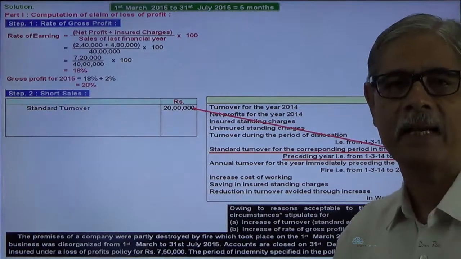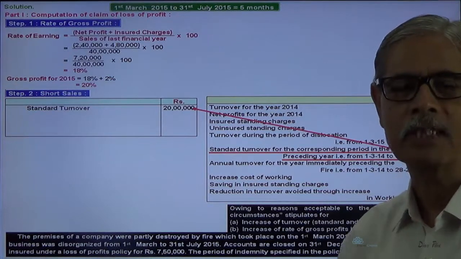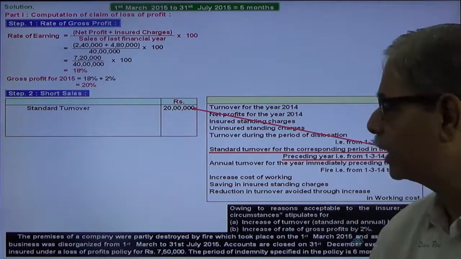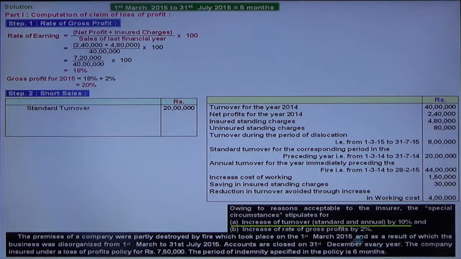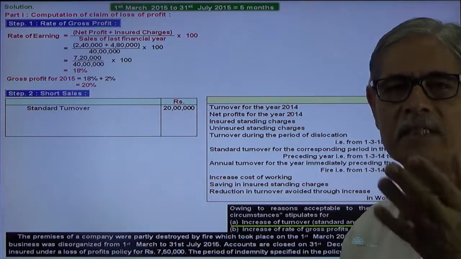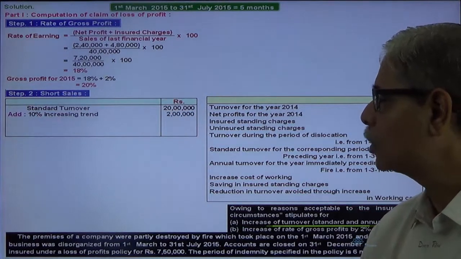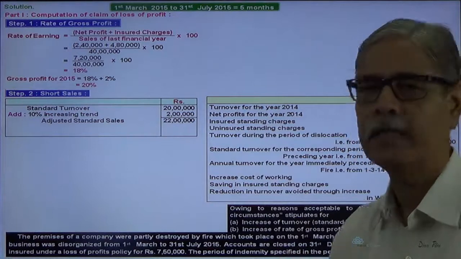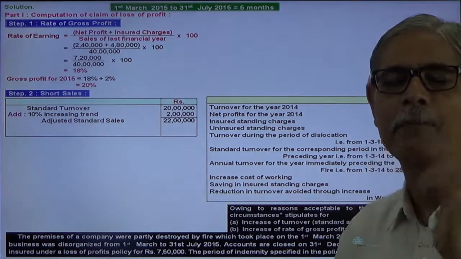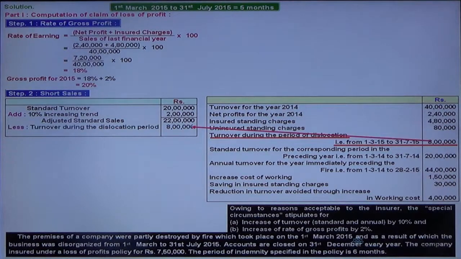Now, is there any expected rise in sales in the current year 2015? For that, the special circumstance clause allows this type of increase or decrease in turnover. You are given in the sum that increased turnover is 10%. So 20 lakhs was the sales in the corresponding period in the previous year before the date of fire, 10% rise, 2 lakhs. So expected sales in the claim period was 22 lakhs. So this was the expected sales in the claim period of 5 months. Against that, actual sales occurred is only 8 lakhs. Now, short sale is 14 lakhs.